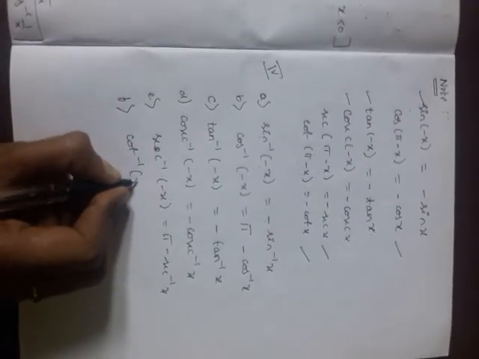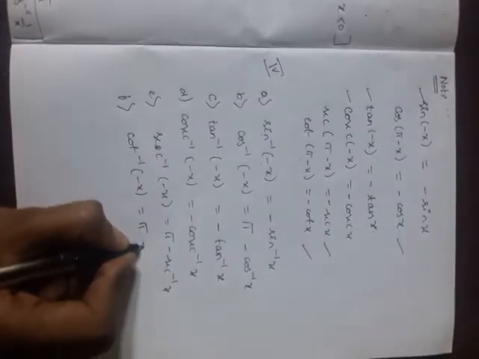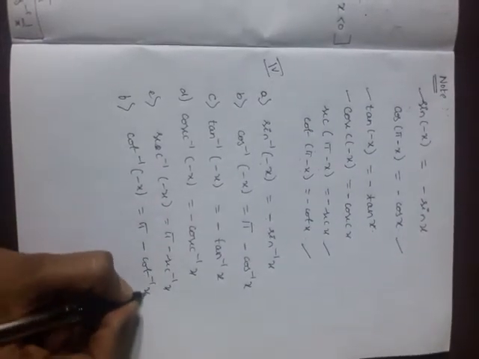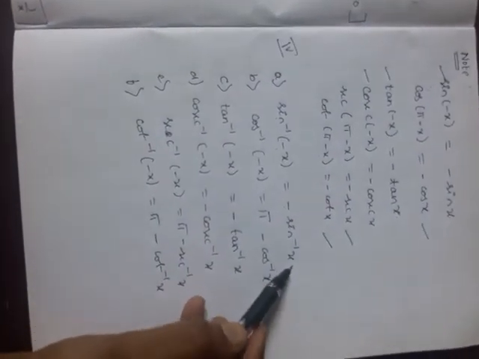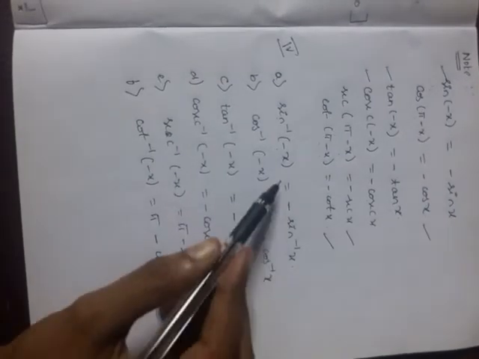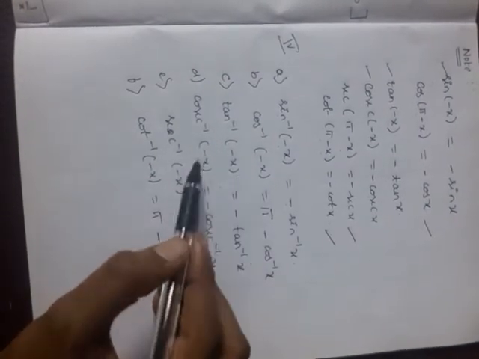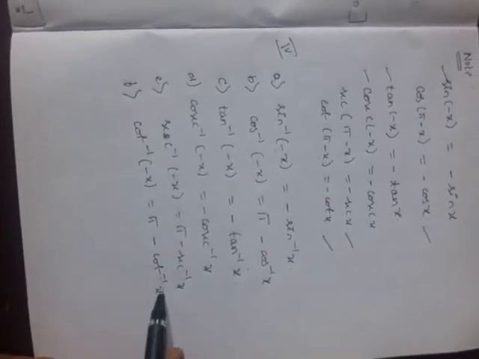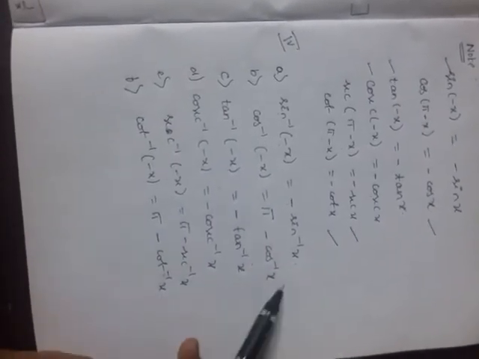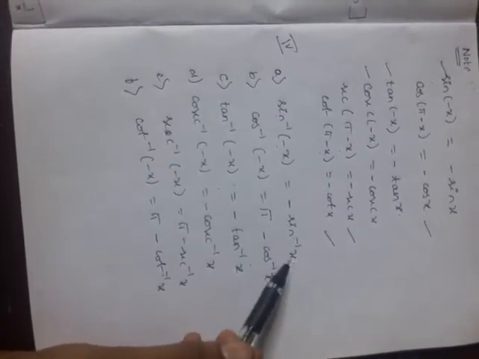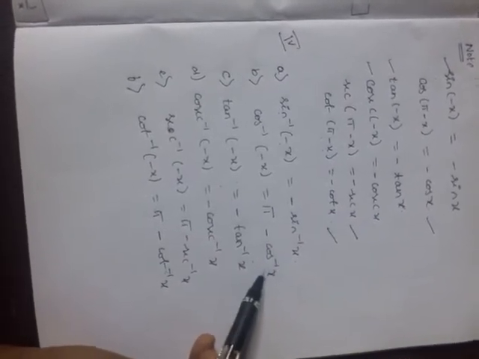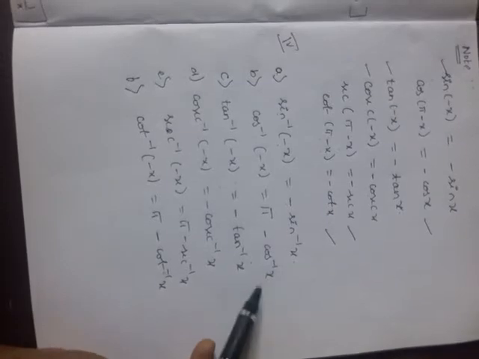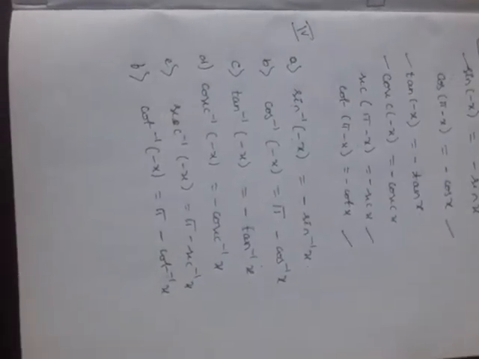Cot inverse of minus x equal to pi minus cot inverse of x. Here also you can see for sine, tan, cosecant, all these they are equal. For cos, secant and cot, pi minus that value. Here also x belongs to the domain. For this one x belongs to minus 1 comma 1. For cos also minus 1 comma 1. That is the domain. Let us give the proof for this one.